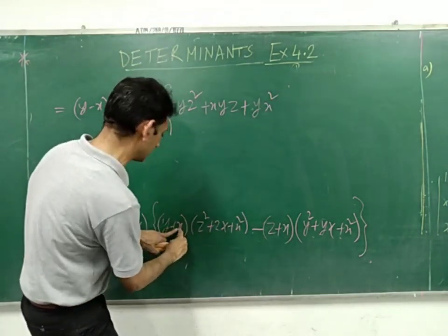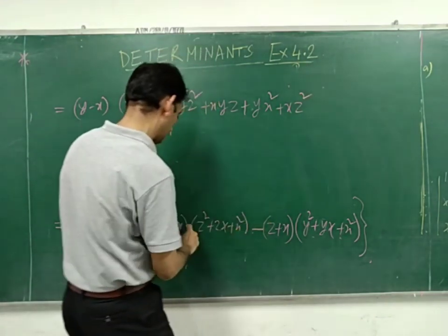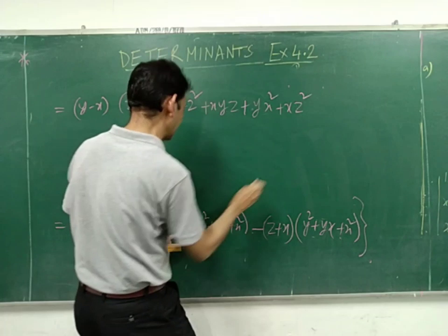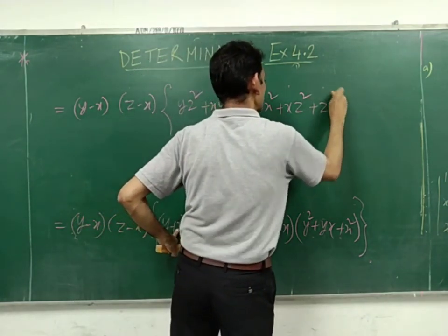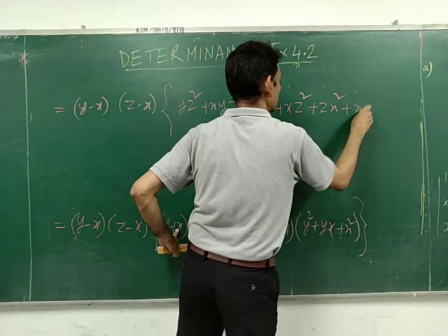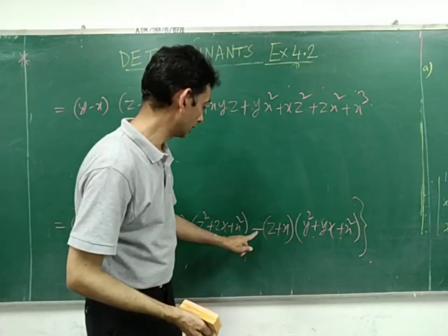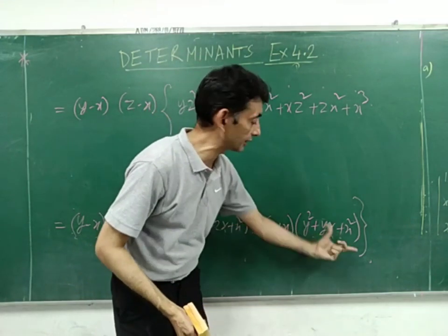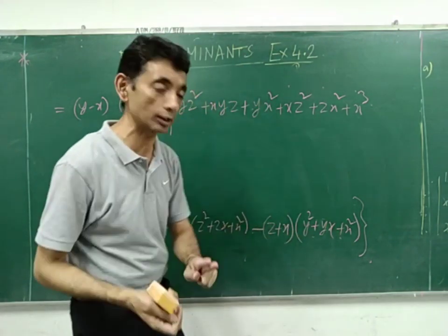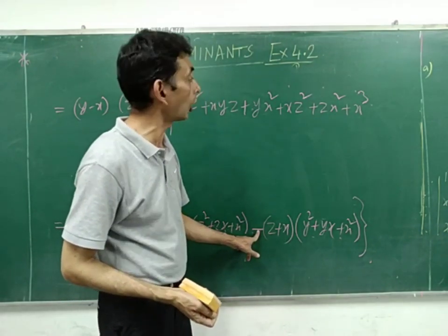Then you multiply with x. Then xz squared, then xzx, that means plus zx squared. Then you write x into x squared, so plus x cubed. Then multiply by these terms. Here z plus x multiplied by this trinomial. So there will be 6 terms, but each and every term is multiplied by a minus sign. So all terms will be negative here.